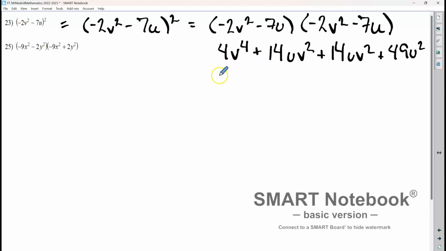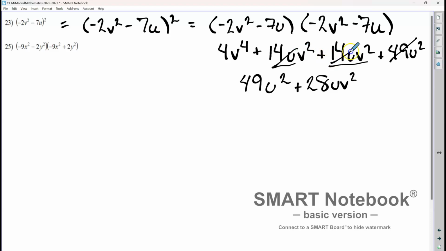So I'm going to look to combine like terms. This one's the only v to the 4th. I'm going to put them in order alphabetically, so this one should be up here in the front: 49u squared. This one and this one I can combine, so it's plus 28uv squared, and then I'm left with 4v to the 4th. Check my math on that.